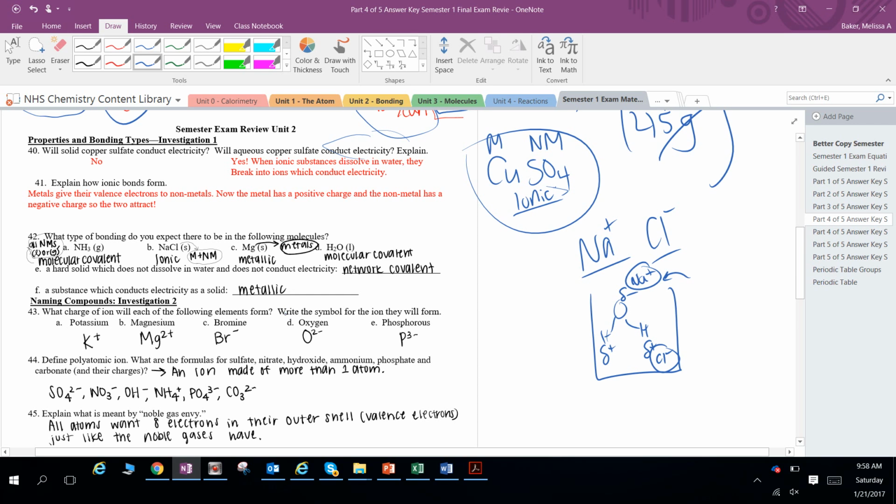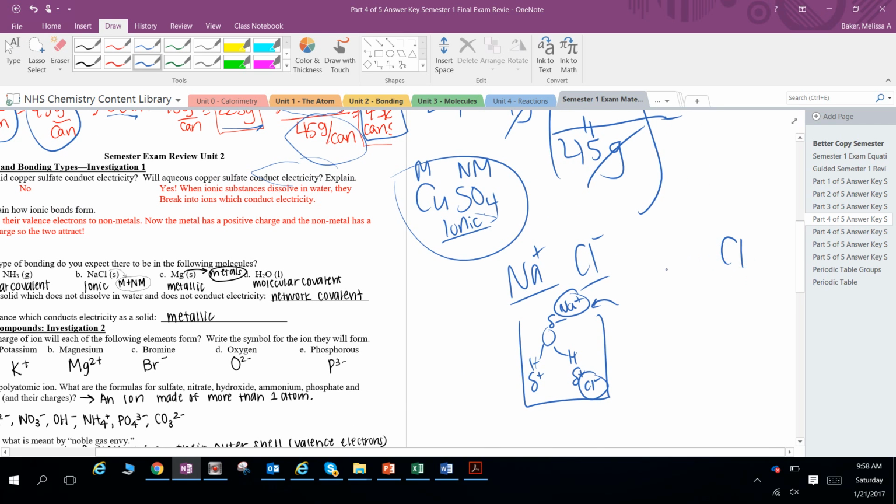Explain how ionic bonds form. Because there's such a high difference in electronegativity, like between a chlorine and a sodium, the chlorine will actually completely steal sodium's electron. So there's a total transfer.